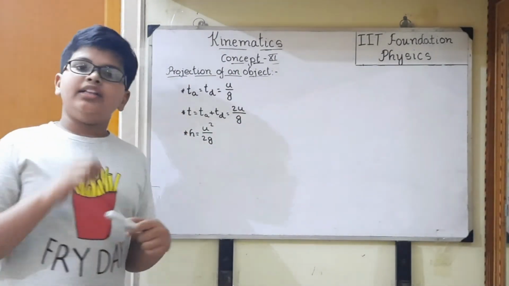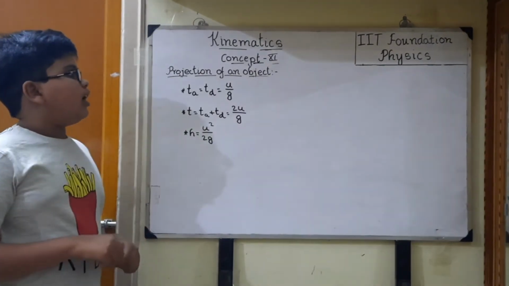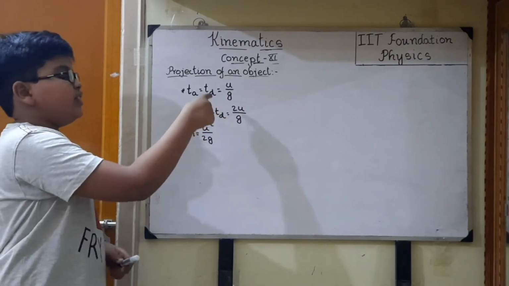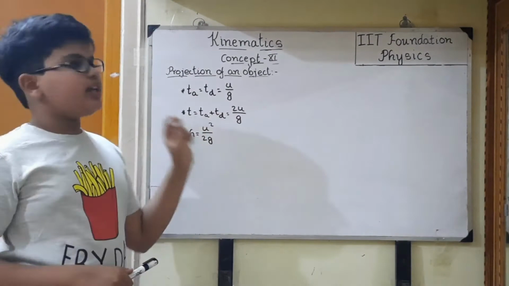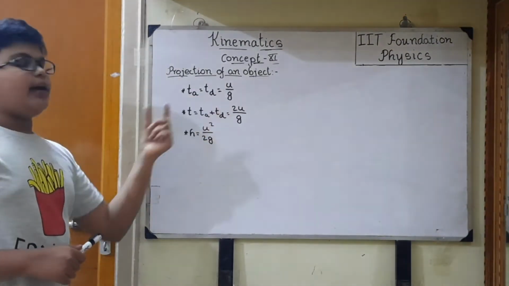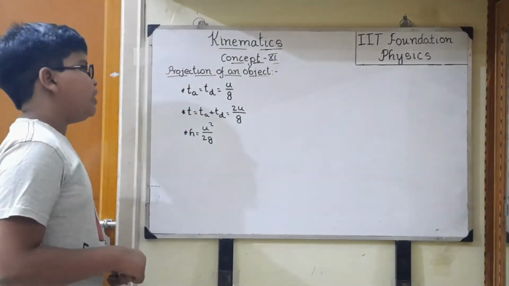Next we will see all the formulas which have been found today. First formula: time of ascent is equal to time of descent, which is equal to u by g. And note that time of ascent is equal to time of descent. This is the most important point.